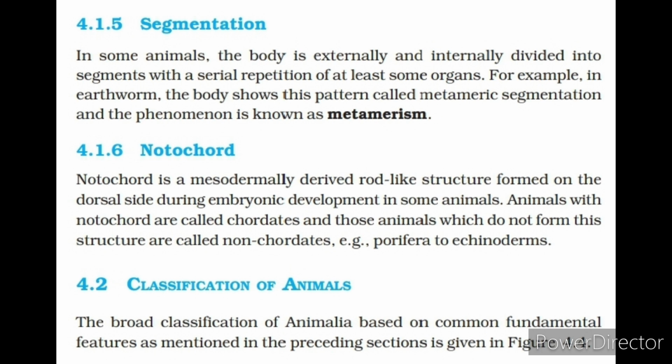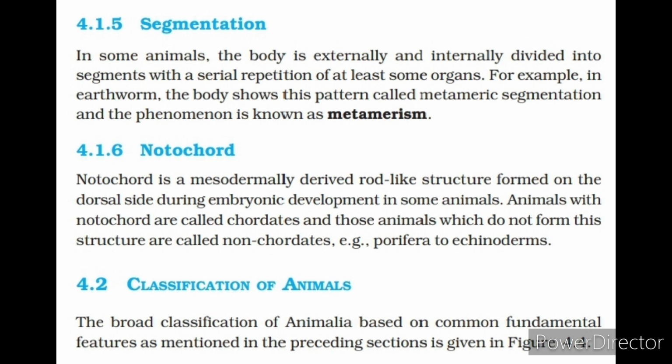Notochord. Notochord is a mesodermally derived rod-like structure formed on the dorsal side during embryonic development in some animals. Animals with notochord are called chordates, and those animals which do not form this structure are called non-chordates, example, Porifera to echinoderms. Classification of animals.